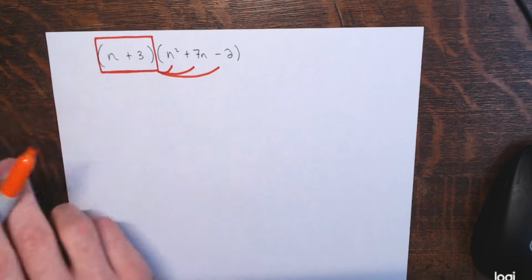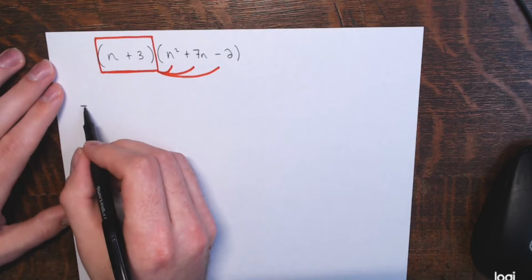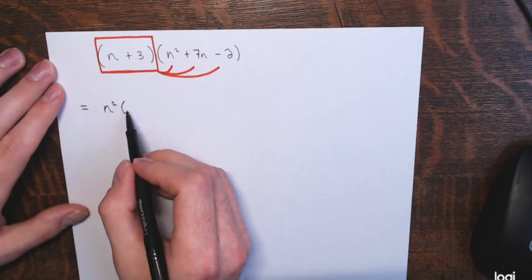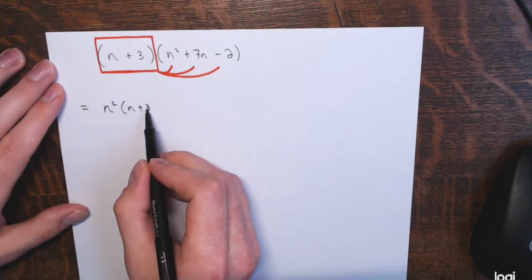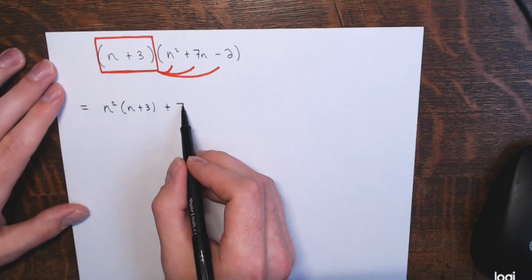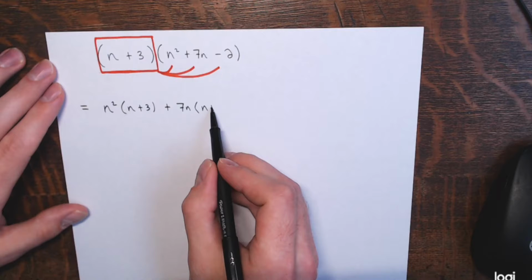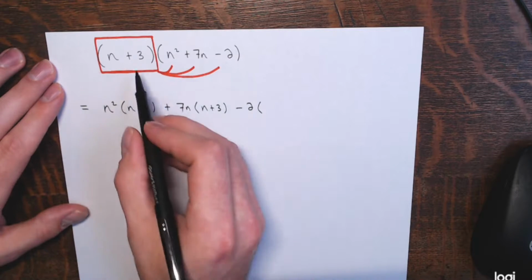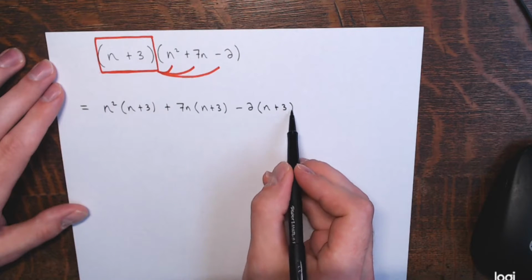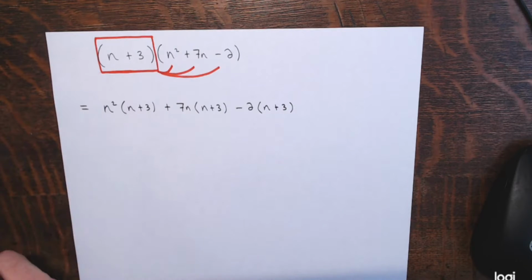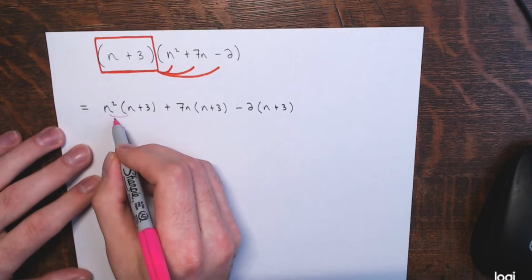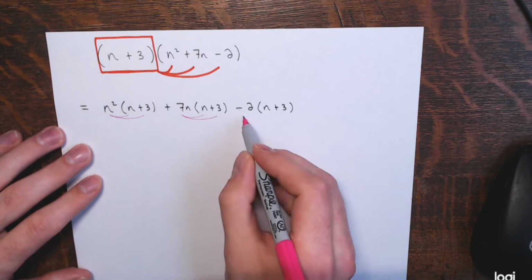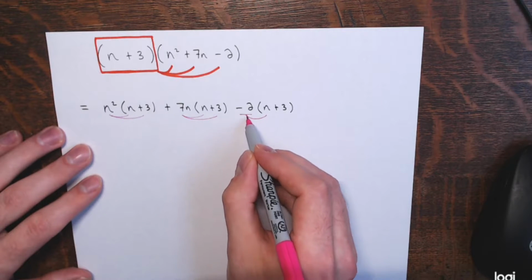Right. So I take the terms of the other one and multiply by this polynomial. So we have n squared times this n plus 3, then plus 7n times this n plus 3, and then the negative 2 times the n plus 3. And now I'm distributing a bunch more, right? Distributing the n squared over the n plus 3, the 7n over the n plus 3, and again, don't forget the minuses, right? Negative 2 over the n plus 3.